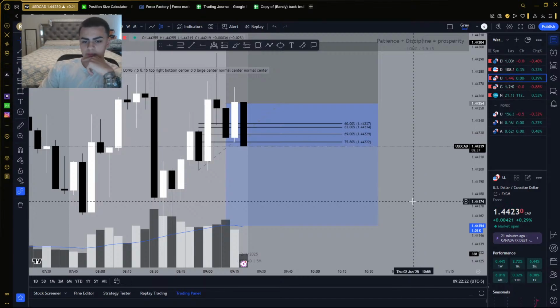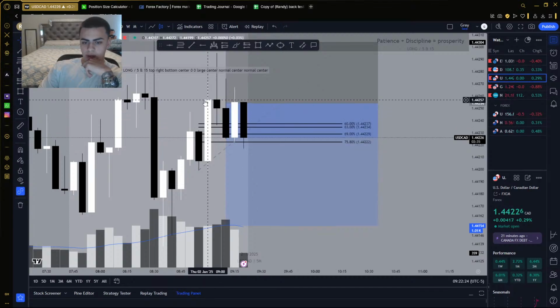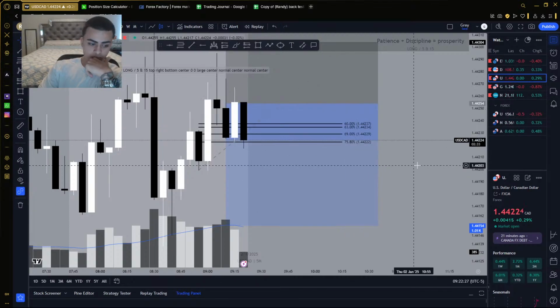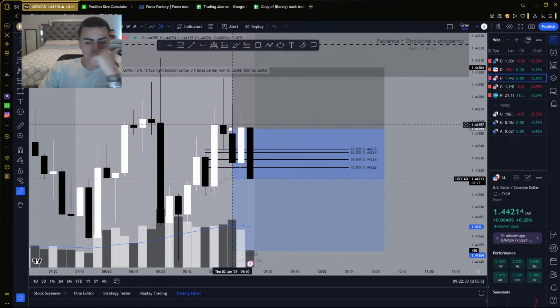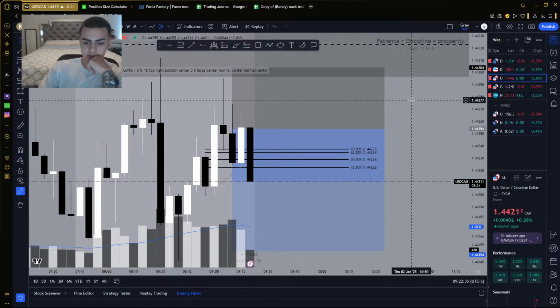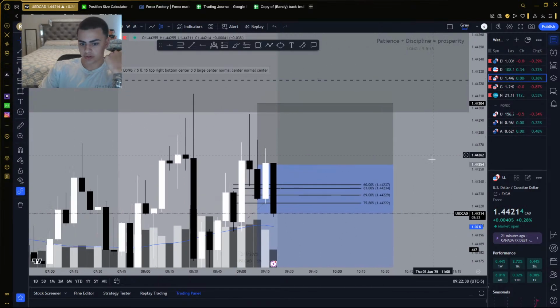So the thing that really kept me in the trade was that it didn't break the high. That's pretty much the thing that kept me in the trade. Because if it broke the high, I probably would have exited, most likely, because it already changed structure.